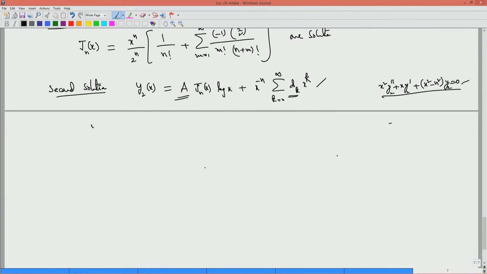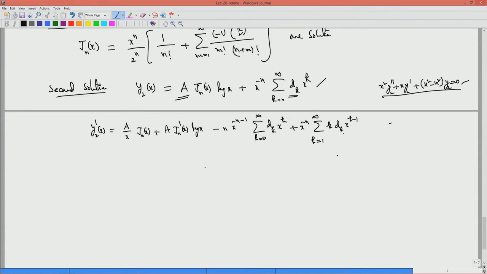So, you need y2 dash. So, y2 dash of x is a by x Jn of x plus a Jn dash of x log x, you are differentiating a product of two functions, plus minus n x power minus n minus 1 times the series as it is, sigma k from 0 to infinity dk x power k, plus x power minus n, sigma k from 1 to infinity k dk x power k minus 1. That is what is your y2 dash.